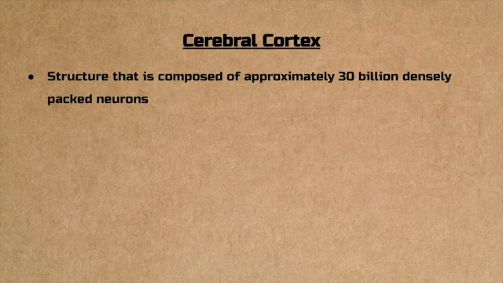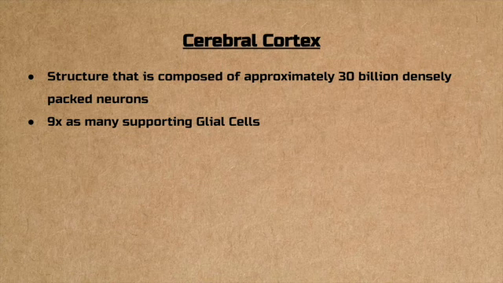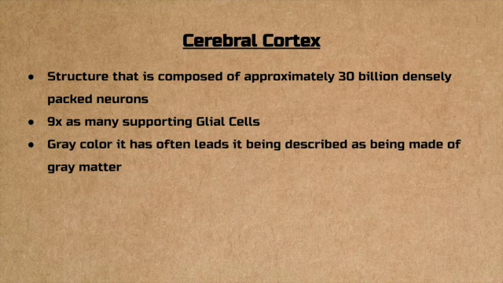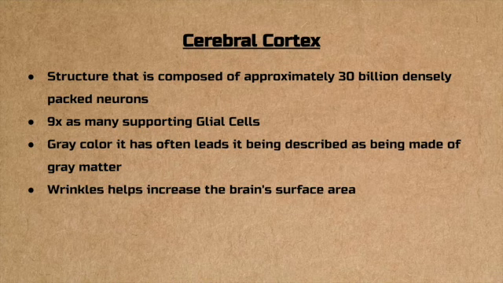There is another structure of the brain that is located on top of the forebrain. This thin outer covering is the cerebral cortex. The cerebral cortex is composed of approximately 30 billion densely packed neurons. It has 9 times as many supporting glial cells. The gray color it has often leads to it being described as being made of gray matter. The wrinkles on the cerebral cortex help increase the brain's surface area. If the wrinkles were to be smoothed out, the cerebral cortex would be the size of a newspaper.